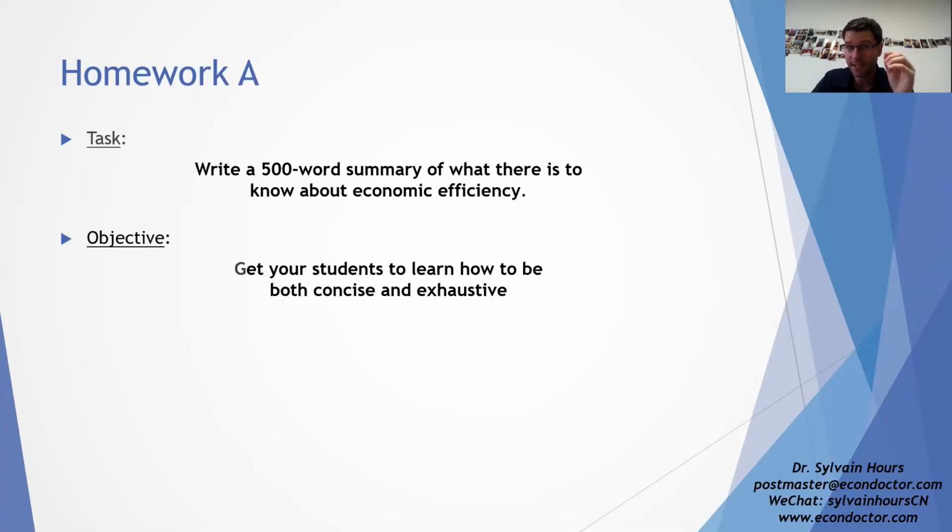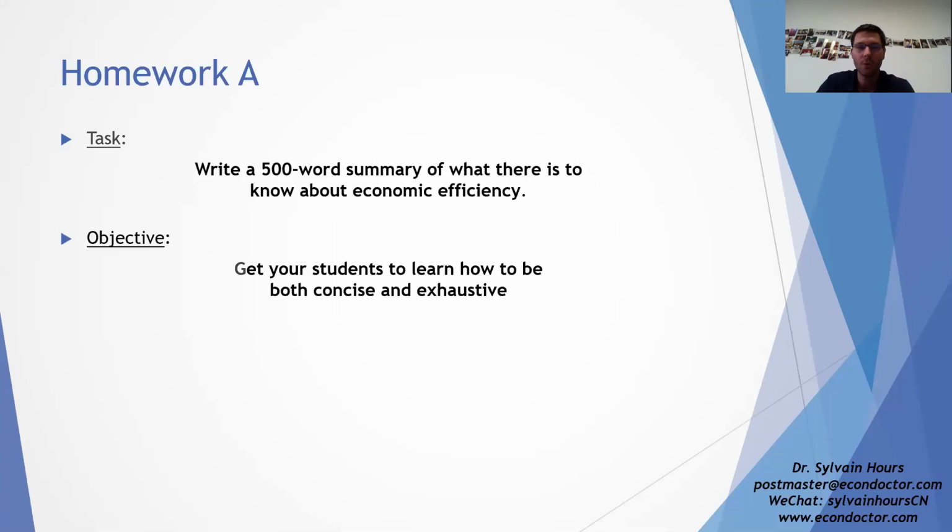The first objective is to get your students to learn how to be both concise and exhaustive. Concise is to say a lot with very few words, to identify what is really important, to prioritize. And exhaustive means that we don't forget anything important. It is a skill. When they write essays, they have to make sure that their essays are not too long, because if it's too long, they will not have time to complete the paper on time. And they have to be exhaustive, to identify the critical points, the key concepts that they must explain or introduce in their essay.